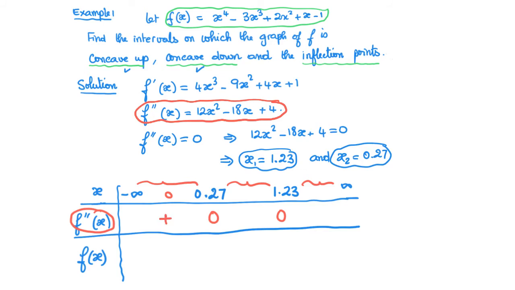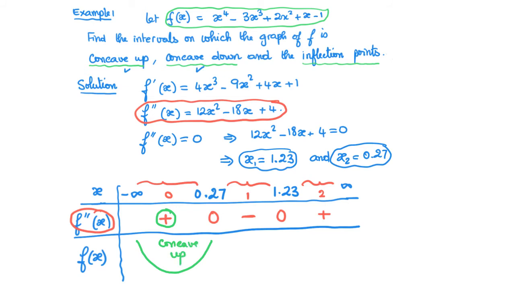And between 0.27 and 1.23, you can take 1 and substitute again in the second derivative. You will get a negative number. And finally, from 1.23 to infinity, you could take 2 and check that in this case, the second derivative is positive. According to this table, our function will be concave up here in this interval because its second derivative is positive. So concave up.